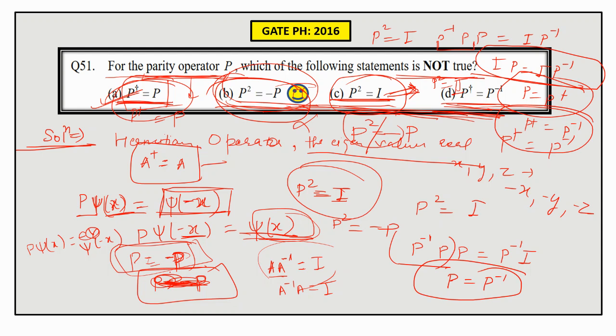Okay, your question. P is exactly P is equal to P transpose. P dagger or transpose. Sorry, transpose. What you are saying should be like this. It shouldn't be P is equal to minus P. So this is wrong.